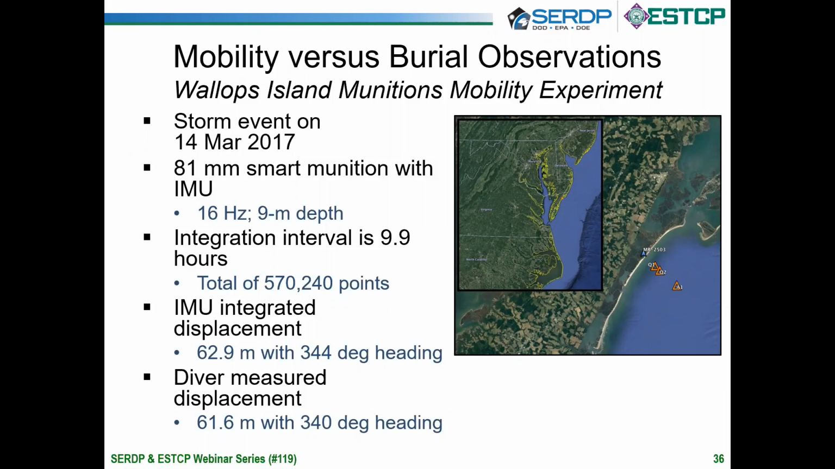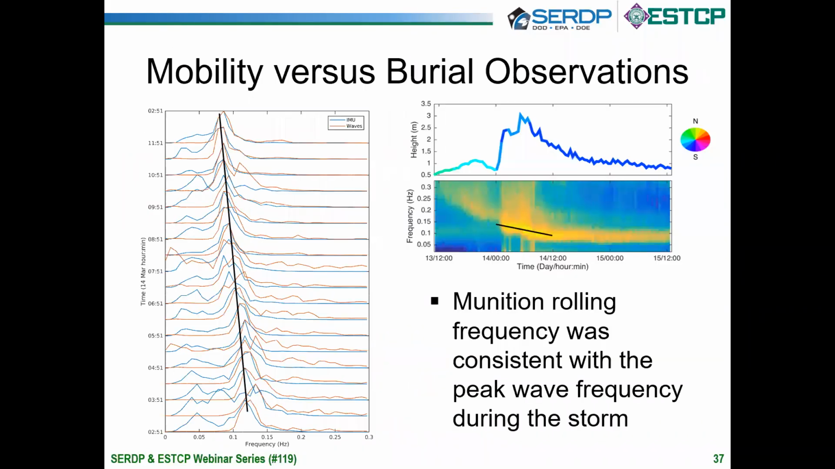We worked with divers and found this object. We measured it with a tape measure underwater, and the divers, using their instrumentation, got 61.6 meters on a 340 degree heading. So we really nailed it, if you will, when integrating the IMU displacement. What this buys you is that now you can actually watch the entire 10 hours of this munition rolling back and forth as it slowly tries to make its way towards the beach. And it did try to do that, and we'll talk about why that happened.